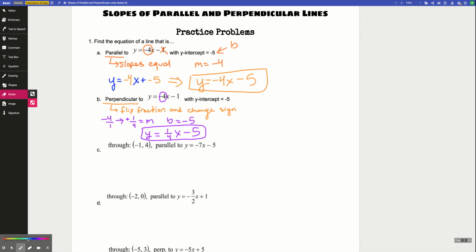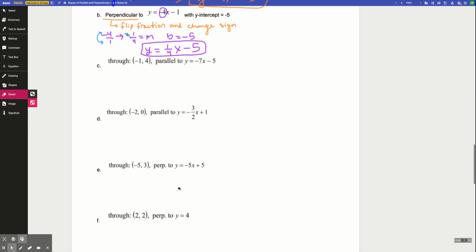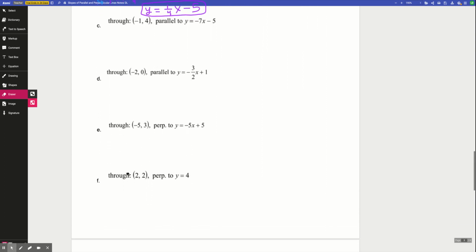Then what I had to do next was flip these numbers. So 1 went to the top and 4 went to the bottom. And since the original slope was negative, the new slope is positive. Then I just dropped the plus sign once I wrote it in my actual equation. They gave me the y-intercept of negative 5, so I just plugged that into my y equals mx plus b equation.